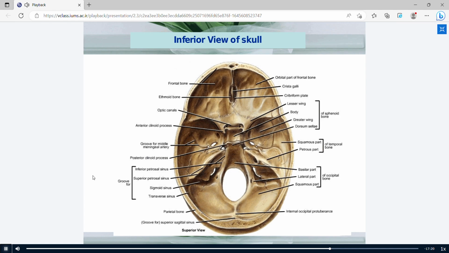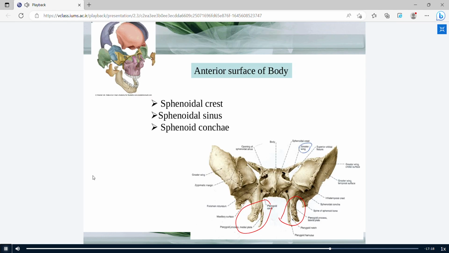And at first, I explained about the body of the sphenoid bone. The body of the sphenoid has three surfaces: anterior surface, superior surface, and inferior surface. On the anterior surface, you can see the sphenoidal crest, and it has a chamfer for the sphenoidal sinus.